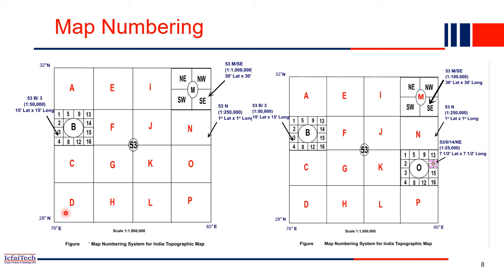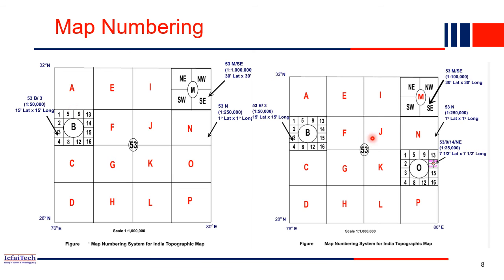Again we divide it into 1 degree blocks, A, B, C, D, as we have seen in the last slide. Now each block can be further classified into 16 divisions. So B is classified into 16 divisions. This area can be called 53 B, third division. This may be 53 B, fifth division. This entire area is called that.